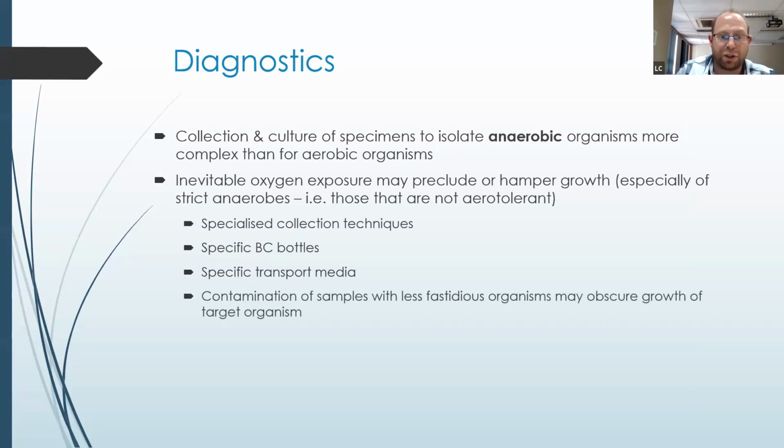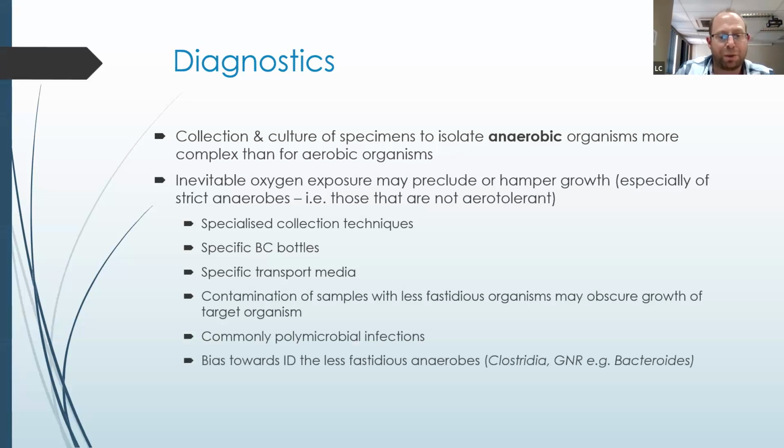Avoid contamination of the samples with less fastidious organisms, because this will often obscure the growth of the target organism. Commonly, these are polymicrobial, so again, that inhibits the identification of everything growing on the plate, especially when you're growing a real zoo. And then there's this bias towards the less fastidious anaerobes, like Clostridia or gram-negatives like Bacteroides, which again often hampers identification of the entire polymicrobial milieu.